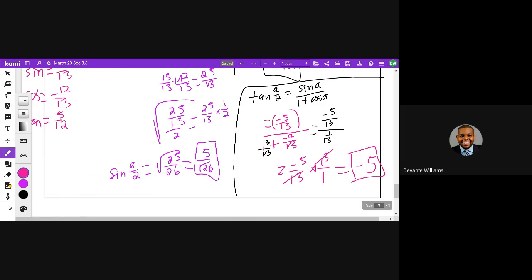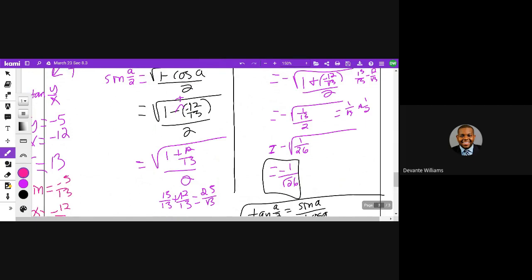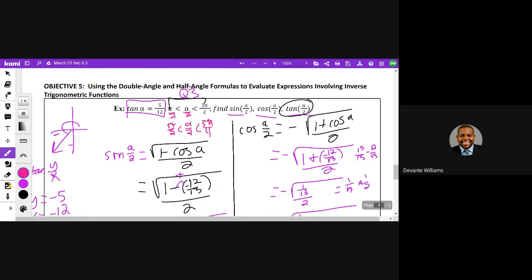All right. So again, it's going to take some practice working with the half angle formulas. So make sure you pick the right one, select the right quadrant, and do your best. All right. Let's do one more very quickly here.